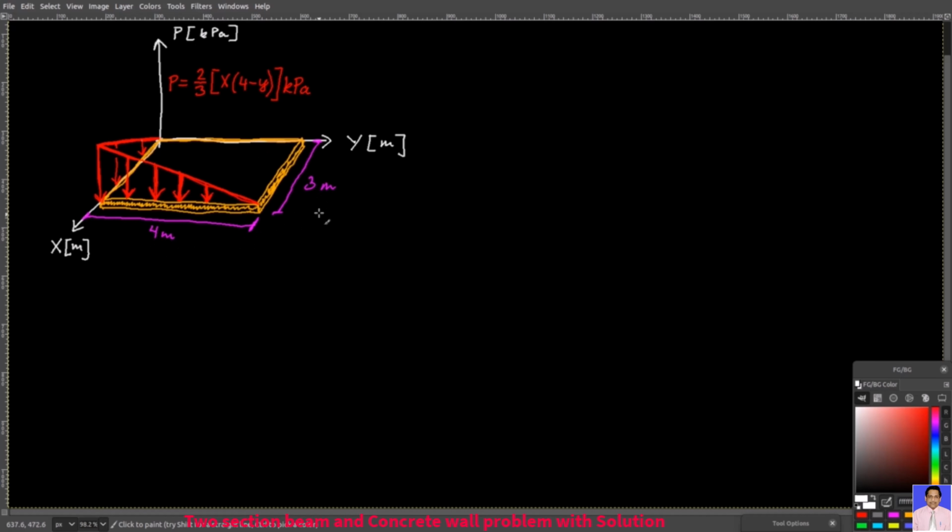The task is very simple. Find the total resultant force due to this load distribution and its center of pressure on this plate. You have to find it in terms of x and y coordinates. So try it out by yourself first and then see the solutions in the next video.